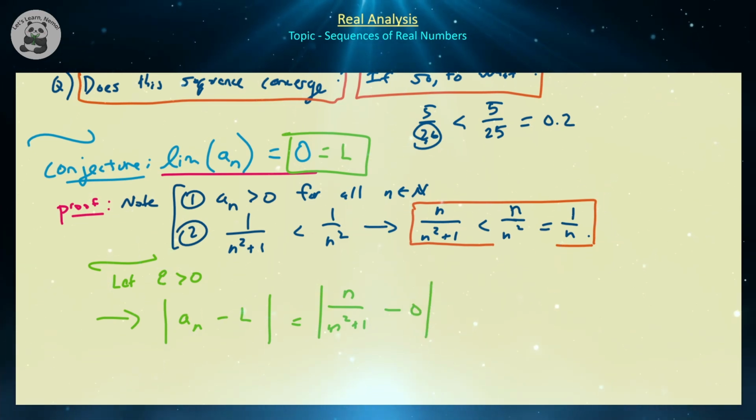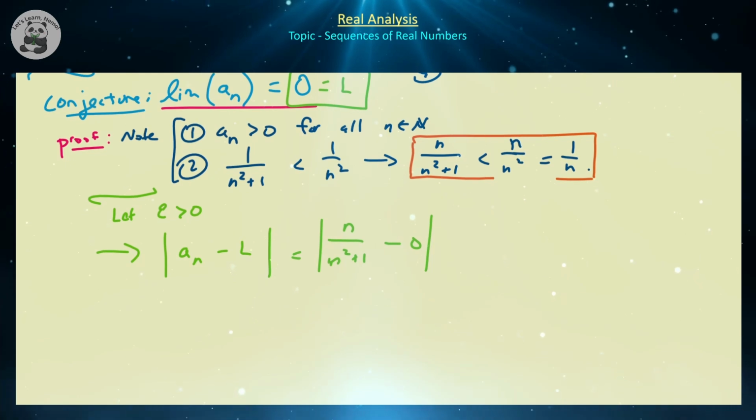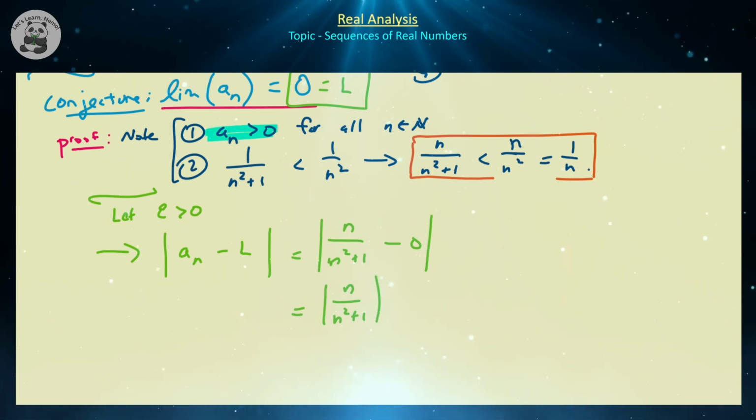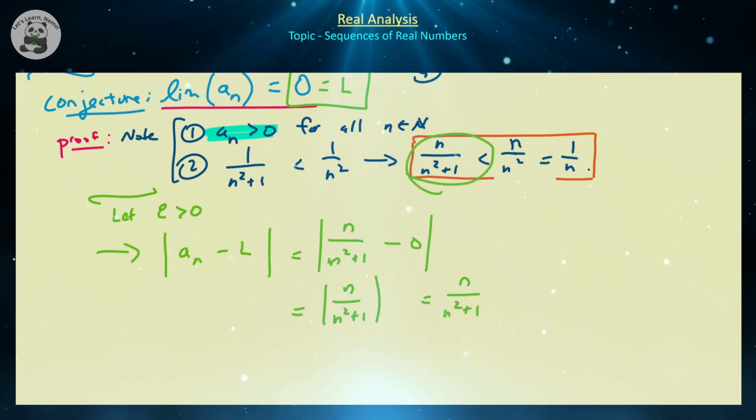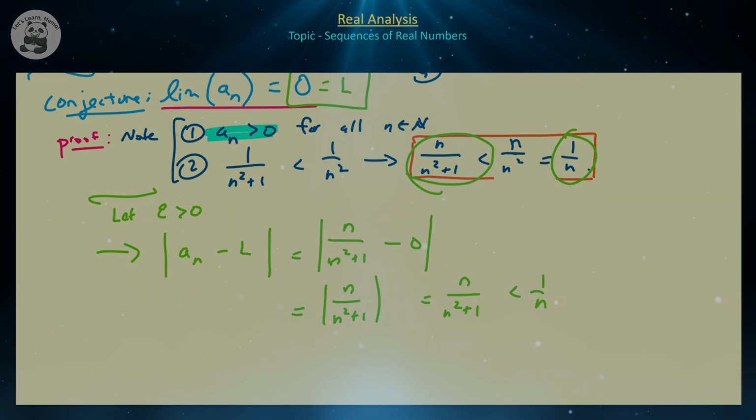So we clearly see that if we take a number and subtract 0, we're just going to get that number back again. So we have n divided by n squared plus 1, and we already know that this sequence is positive, so the absolute value of a positive quantity is that quantity itself. So this is just going to be equal to n divided by n squared plus 1. And we already know that n over n squared plus 1 is going to be less than 1 over n, so we get this particular sequence.